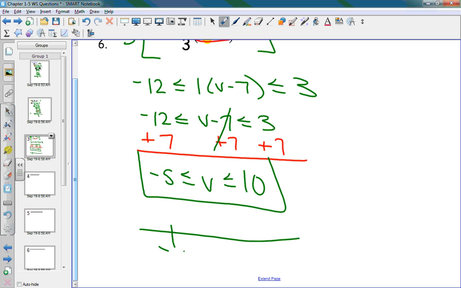Now how do I graph something like this? I'm going to put my 2 numbers on my number line. And is it allowed to be negative 5? And is it allowed to be 10? The answer to that is both yes. Why? Because I have less than or equal to symbols. So they're both allowed to be negative 5 and 10. And where is b? Well, b is trapped between those two walls, meaning it's trapped between the numbers negative 5 and 10. So those are the only possible answers that you can get.